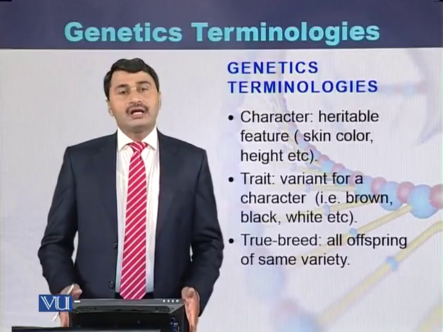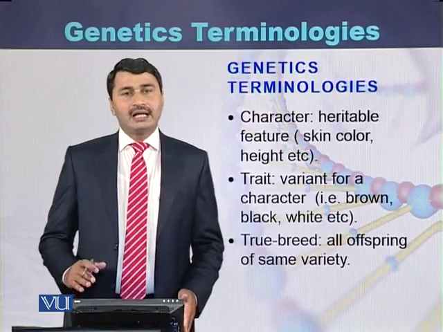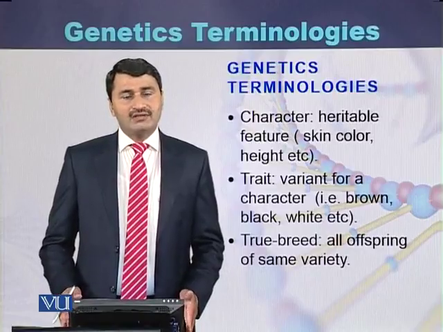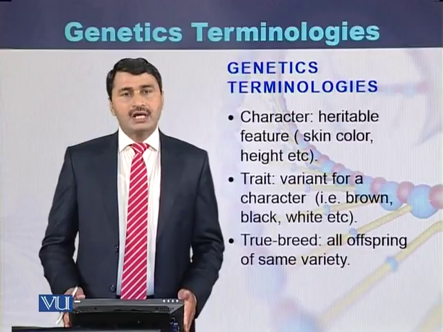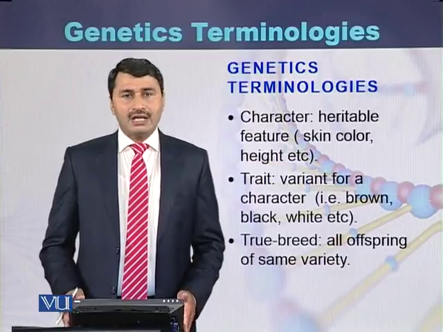While true breed, if all the offsprings produced are of the same variety, like the tall plants, they will produce tall offsprings, and short plants will produce short plants. Those varieties will be called true breeds.